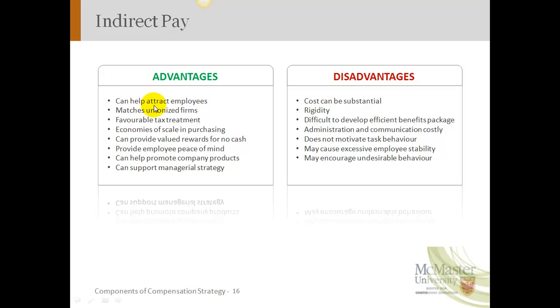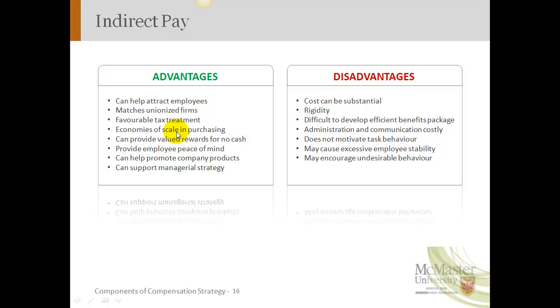Some of the advantages, it's certainly an attraction. People now are looking more for the indirect benefits or indirect pay, including healthcare benefits, than ever before. So it's certainly an attraction. It also is a way to match up with what some unionized firms are giving their employees. Normally, unionized firms will negotiate this in their contracts, and many times what they do is, if the union workers get it, they give it to the salaried workers. Sometimes some of these healthcare benefits might have favorable tax treatment, and we'll talk a little bit more about that when we talk about indirect pay, specifically being your healthcare benefits.